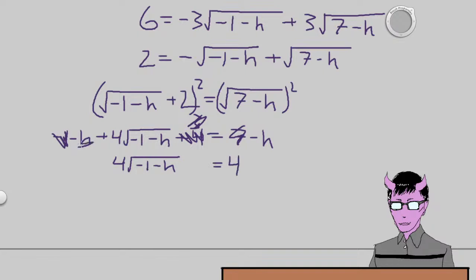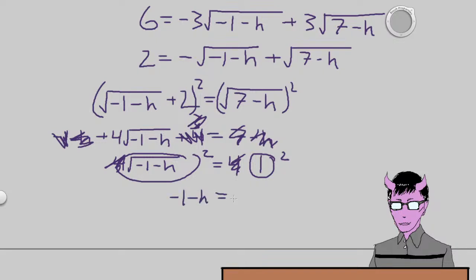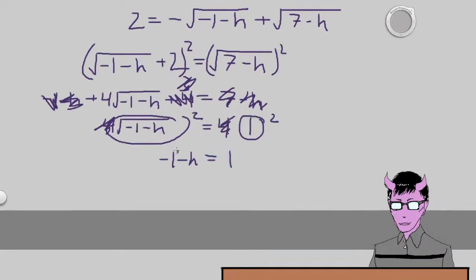And then plus h, that cancels to produce nothing. So this is actually looking really good. Divide by 4, divide by 4. Square the left-hand side, square the right-hand side. So we're going to get negative 1 minus h is equal to 1. So plus 1, plus 1. So therefore h is equal to negative 2.